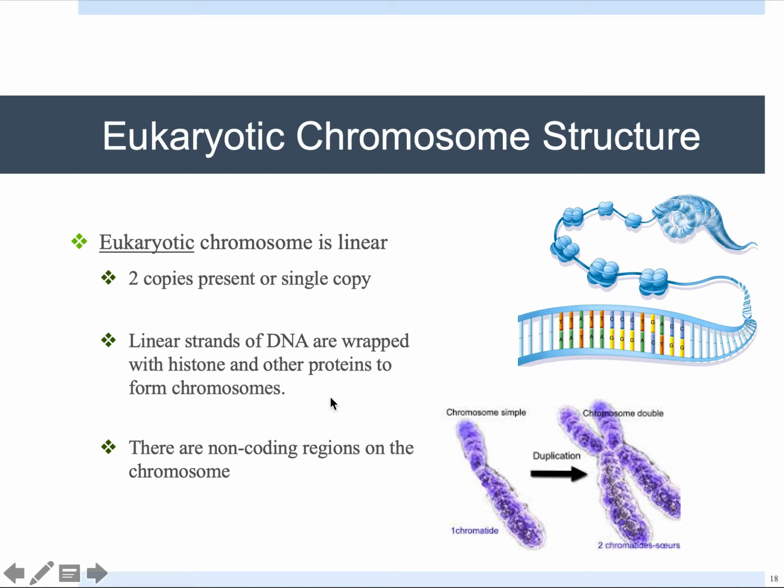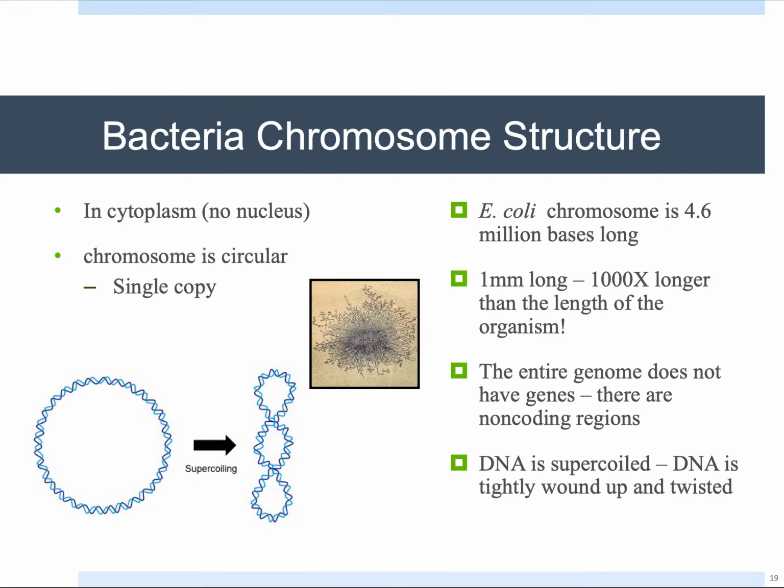Now these are wrapped together around proteins called histones and other proteins as well, and you have a number of non-coding regions. In bacteria chromosome structure, these are found in the cytoplasm. For eukaryotes, they'll be found in the nucleus. And you always have a single circular copy. Okay, so you have a single circular copy.